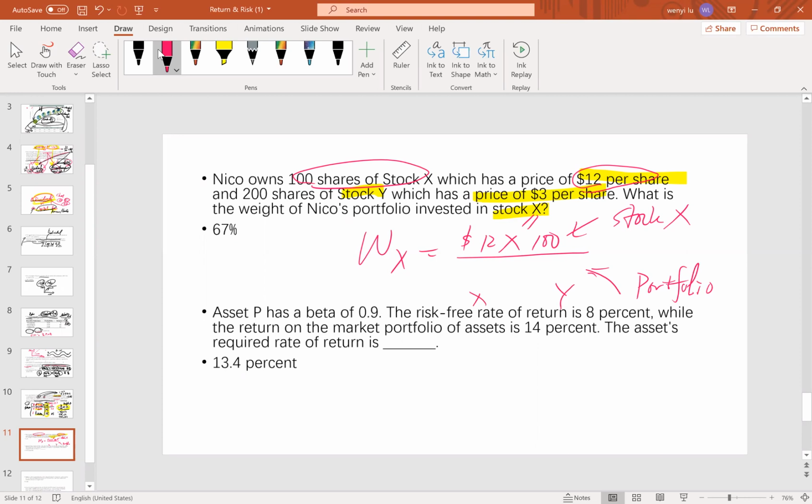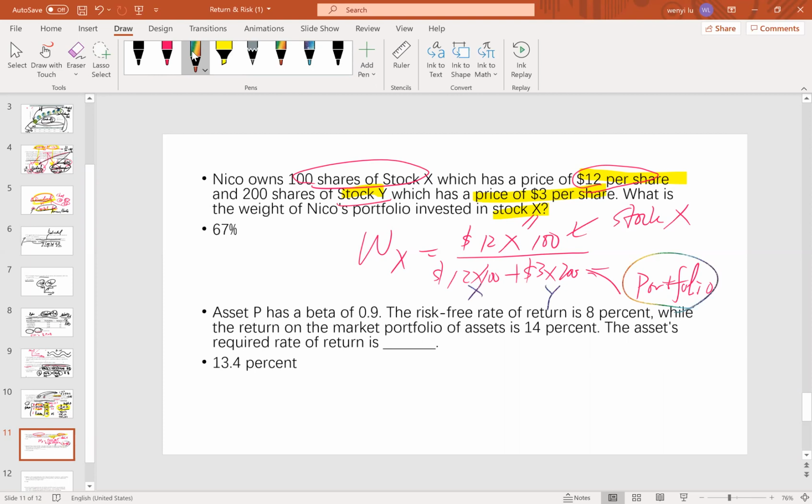What's X stock value? It's the 12 times 100 we just solved above. We also include stock Y's value, which is $3 per share times 200 shares in total. So this is the X, this is the Y, and that's the total portfolio's value.